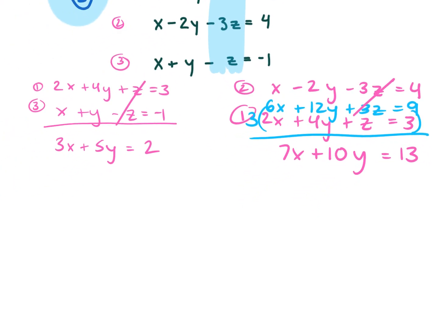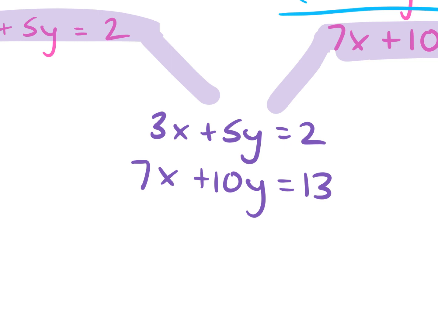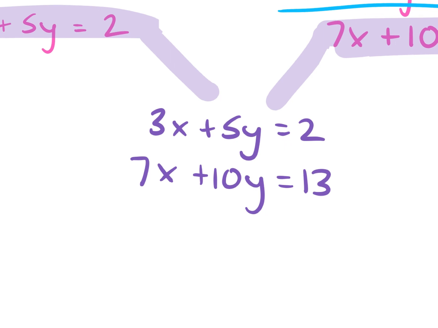And then we cancel the other one. Now we combine these two together to cancel out another variable. So we have 3x plus 5y is equal to 2, and 7x plus 10y is equal to 13. Do we have a variable that'll cancel out here? Yes. How can we make one of them cancel? Let's multiply the top one by -2. So we have negative 6x minus 10y is equal to -4.